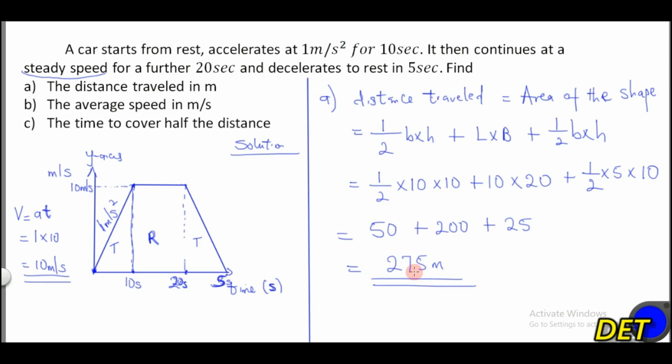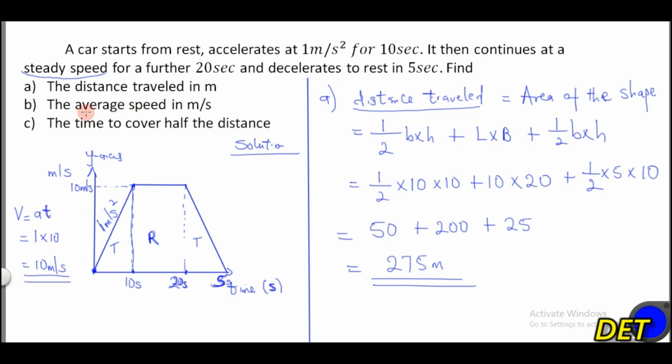275 meters. So it's very important that you should know that in a velocity time graph, to calculate the total distance traveled, you look for the area of the shape of this velocity time graph. That's how you calculate the total distance traveled.